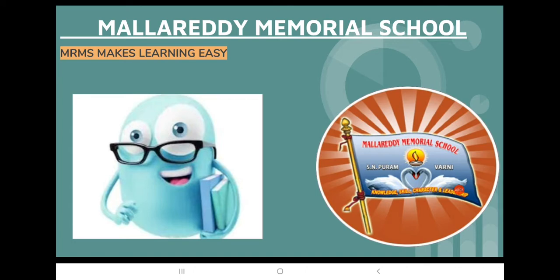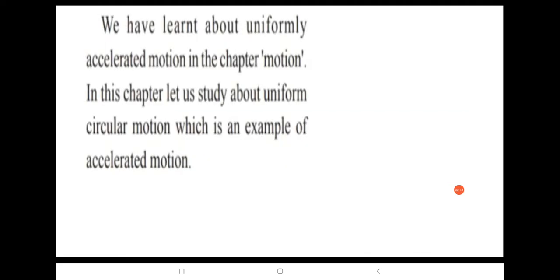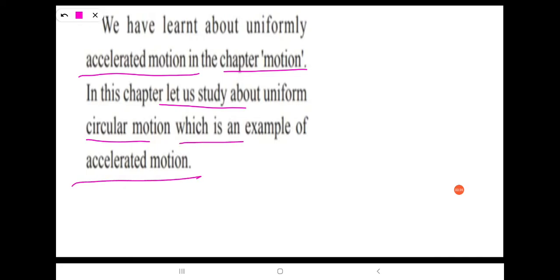Now we are going to study the topic of gravitation. We have learned about uniformly accelerated motion in the chapter on motion, right? So in this chapter, let us study uniform circular motion, which is an example of accelerated motion.